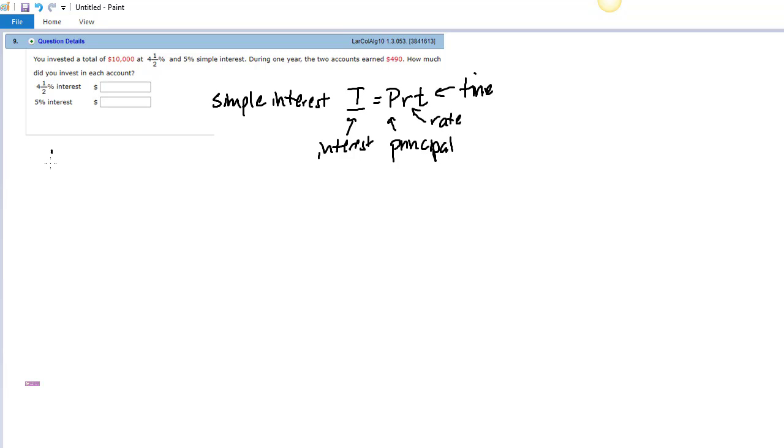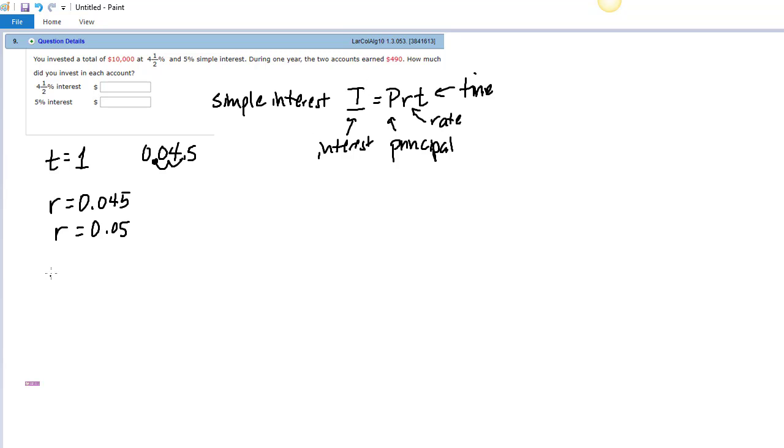Now, for this particular question, time is equal to 1. And that's going to simplify this, because when we use 1 for time here, it's not going to impact the problem at all. So that does simplify it. Now we have two rates here. We have 4.5%, so we need to write those as decimals. So you take 4.5 and you move the decimal 2 places to the left and you get 0.045. And then the other rate is by the same method, it's 0.05. And then the two accounts earned $490.